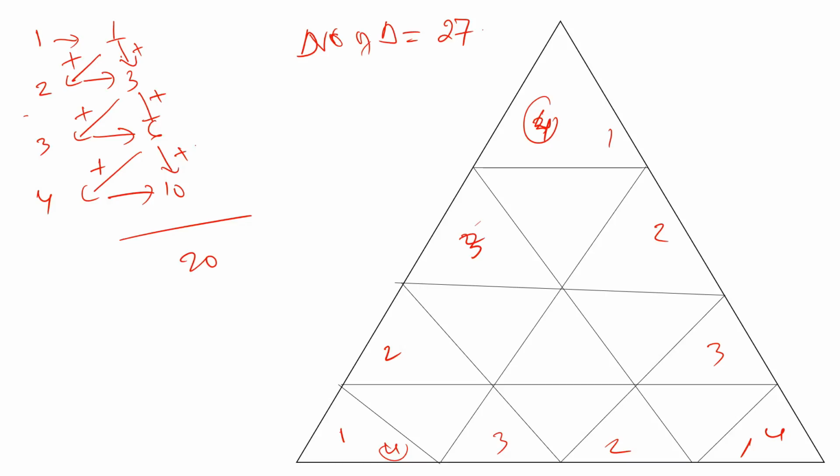Now after getting this 20, we have to again add the alternate numbers. So 10 we will leave, will come to 6, and 3 we will leave, will come to number 1. So 20 plus 6 equals 26. 26 plus 1 equals 27. Therefore, the number of triangles in this figure is 27.